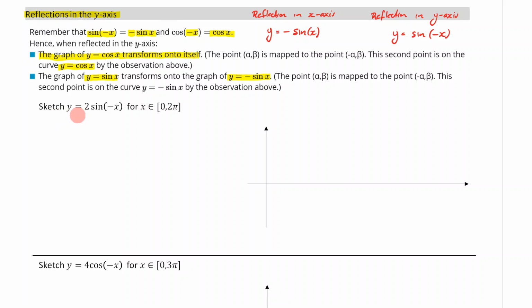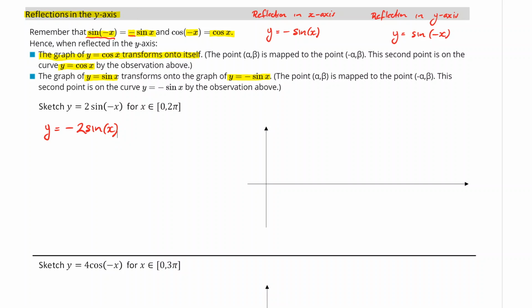So let's go through this example here. It says sketch y is equal to 2 sine of negative x for x is an element of 0 to 2 pi. So we've got this domain here. Okay, so what we know is that when we have sine of a negative angle, you just take that negative to the front. So it's going to be y is equal to negative 2 sine of x. And now, what is this? This is just a reflection in the x-axis.